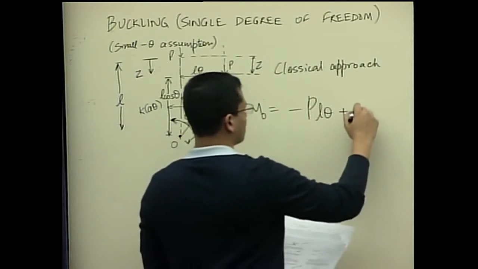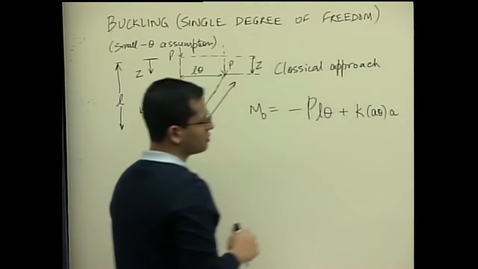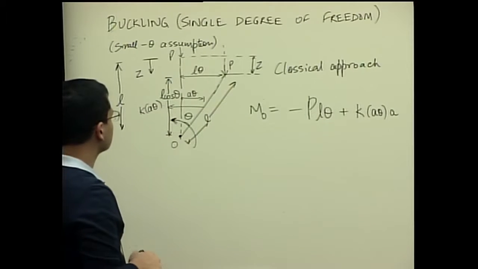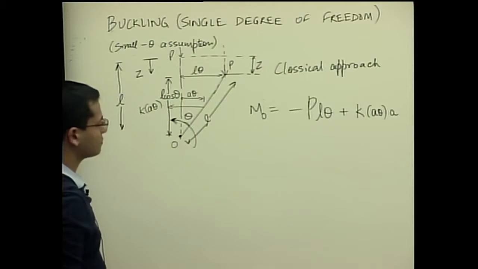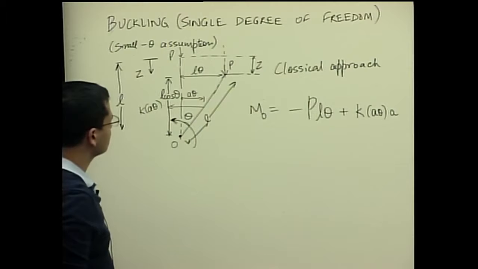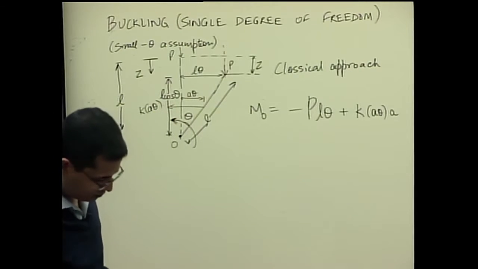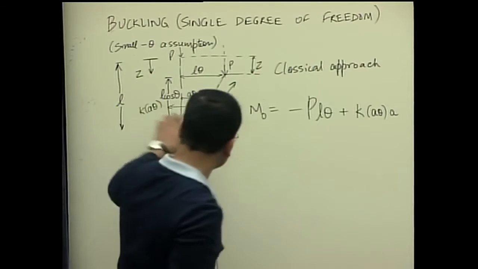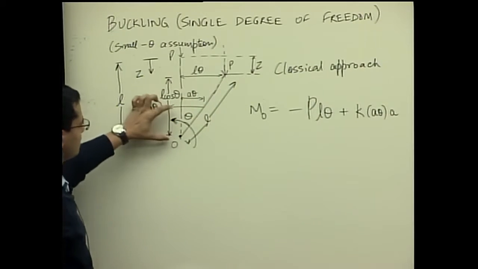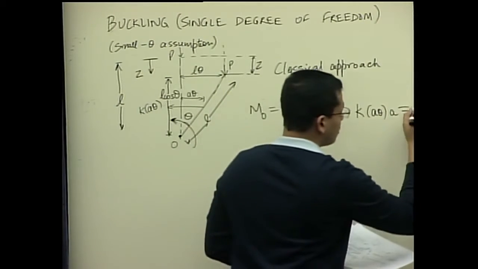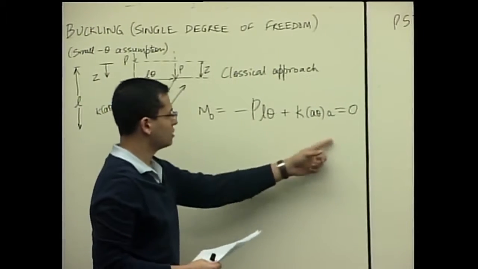anti-clockwise moment, K A theta times, we want this distance. What will be this distance? This distance will be A, right? Because of small angle assumptions, this distance becomes A theta, and this is A. So it should be 0. If there is non-zero moment at the hinge, then there is no equilibrium. So for equilibrium, this should go to 0.